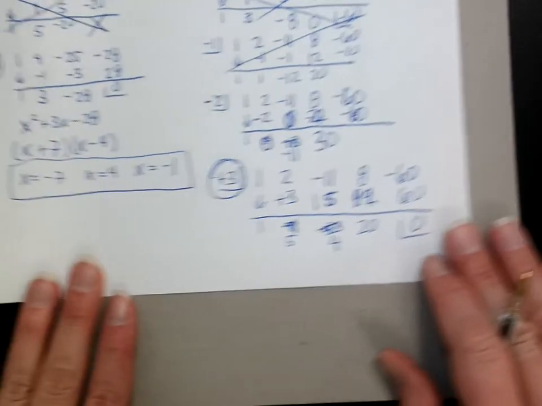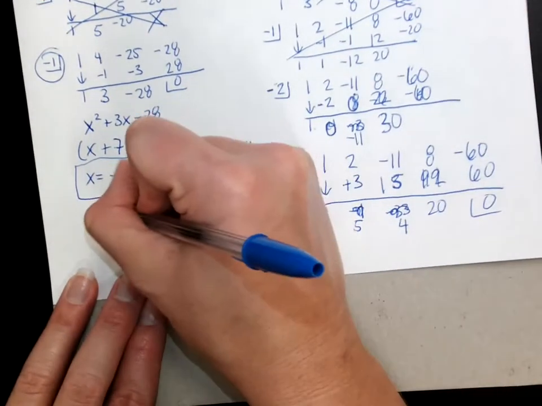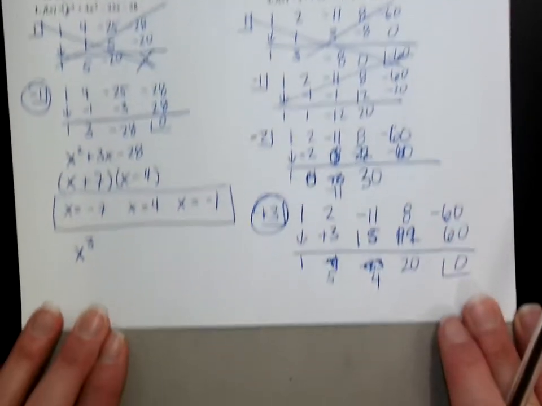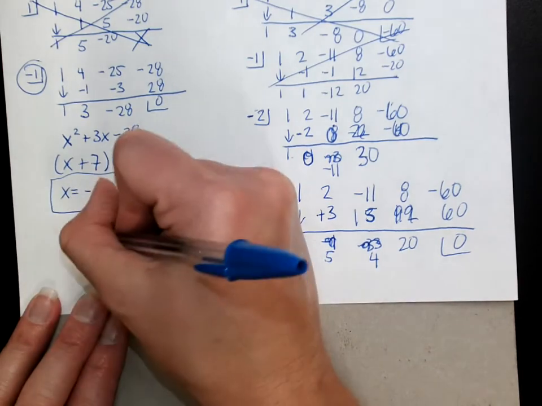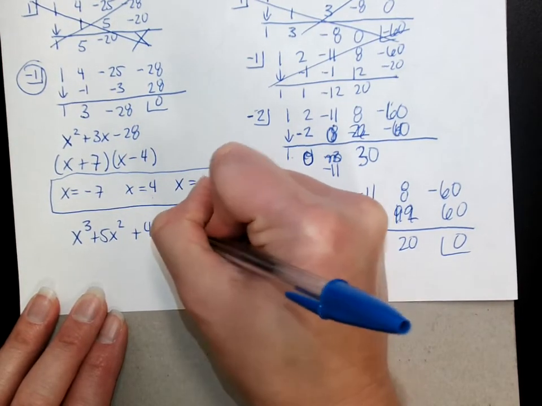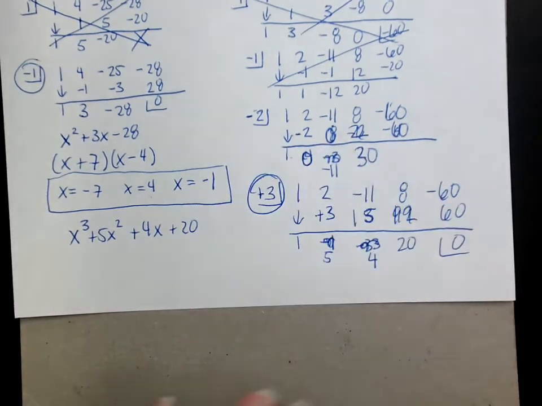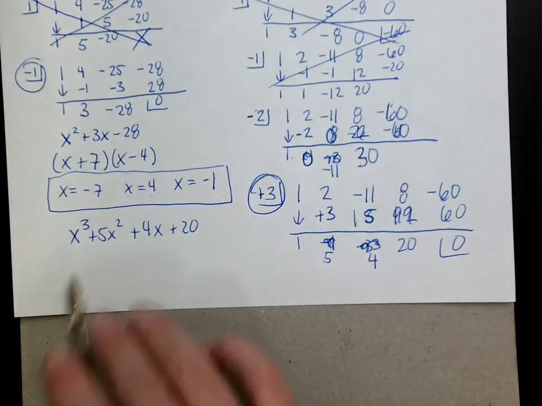Again, from there, you plug your x's back in. So I'm going to come over here to do that because, of course, I've run out of room. Remember, you start with 1 less. So our original equation was an x to the 4th, so I'm going to start with an x to the 3rd. X to the 3rd plus 5x squared plus 4x plus 20. That is my reduced polynomial. Okay, so again, I know 3 is one of my solutions. I need to find my other.